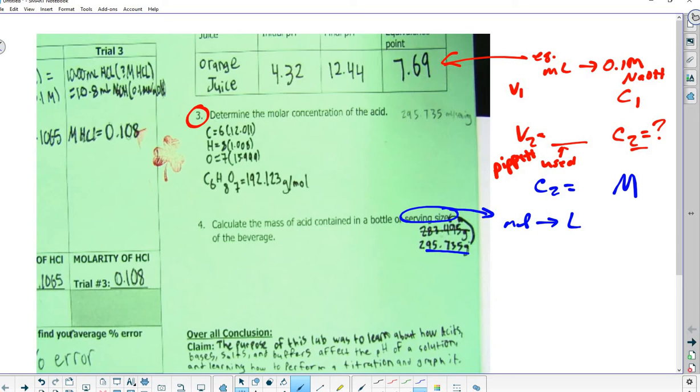Yes, volume. If you have ounces, you want to change it to liters. So if you have ounces, change it to liters. The big thing is you want to get this in liters, because then you're going to take this molarity times it by liters to get moles.